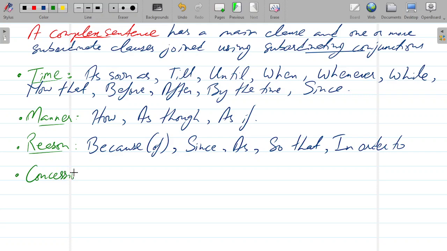Then is concession, and concession means that you are giving allowance for something to happen. You're giving space or the possibility of something happening. Though, although, even though.